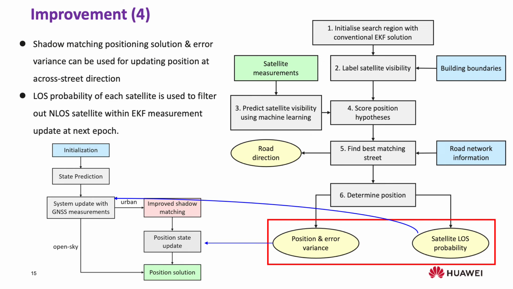Based on the Bayesian rule, the loss probability of each satellite at the current epoch can be calculated from the high-scoring candidate points and the visibility predicted from the 3D building model on each point. And the loss probability of each satellite can be used to filter out the unlost satellites in the filter at the next epoch, so that the Kalman filter solution will be less contaminated by the unlost signals.